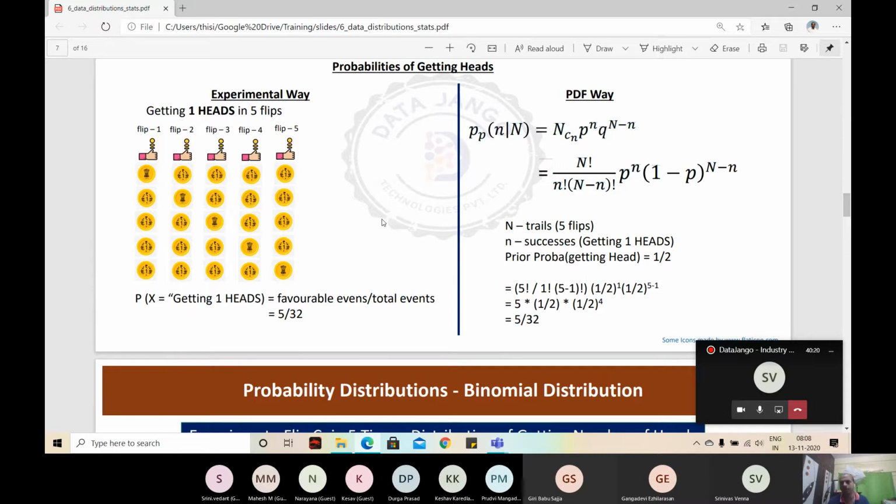This is only 5 times, so I can chart down getting 1 head, getting 2 heads, getting 3 heads, and calculate the favorable events. But if I am throwing the coin 100 times, can we calculate these combinations? Is it possible? No, right? So we need some formula.